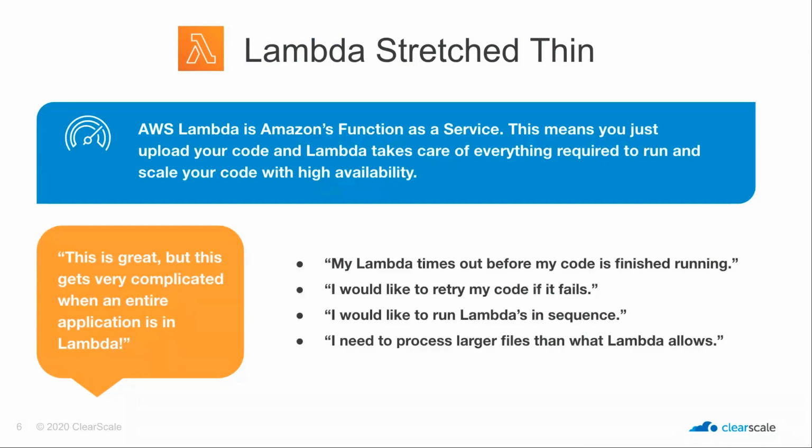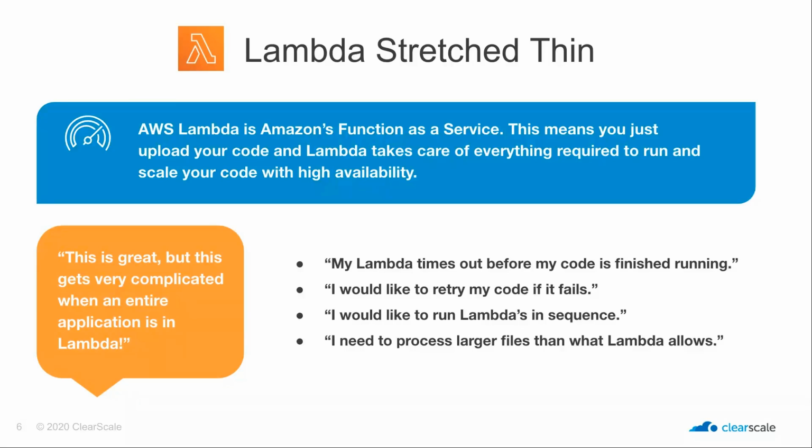So first things first, what is Lambda? Lambda is Amazon's function as a service. This means that you can upload your code, usually a single task, and Lambda takes care of everything required to run and scale your code with high availability. This is great, but it gets very complicated when an entire application is in Lambda.